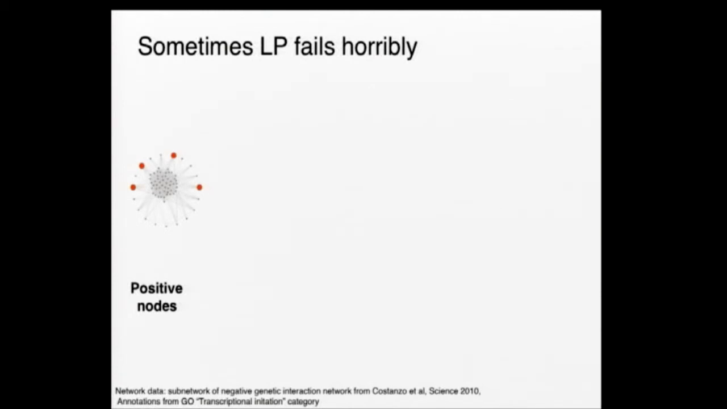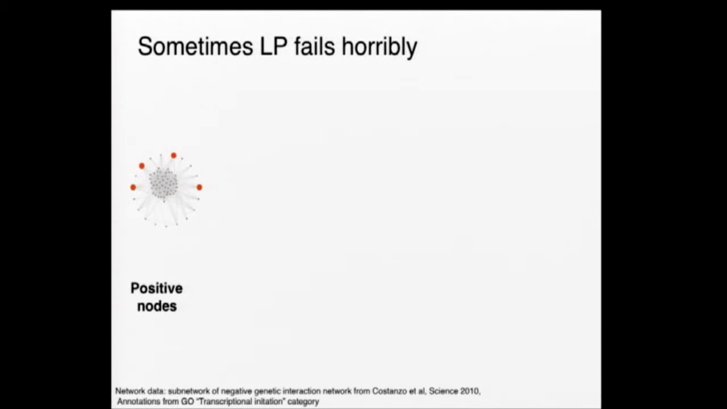This is a subnetwork of what's called a negative genetic interaction network from a recently published paper from Charlie Boone and Brenda Andrews' lab. And in these types of interactions, nodes that have the same label aren't directly connected to each other, but they share a lot of neighbors, right? This is a particularly bad case of that, where all the nodes on the outside have the same label, and all the nodes on the inside have a different label, which is transcriptional initiation.